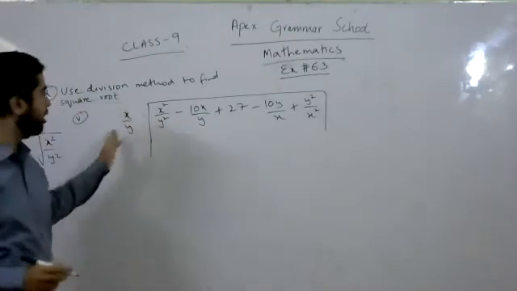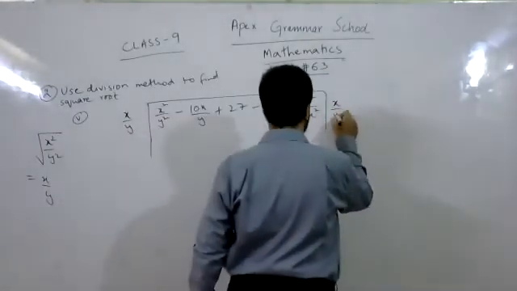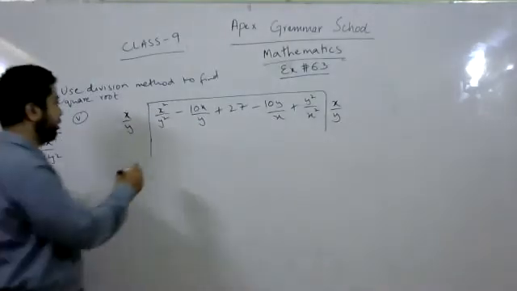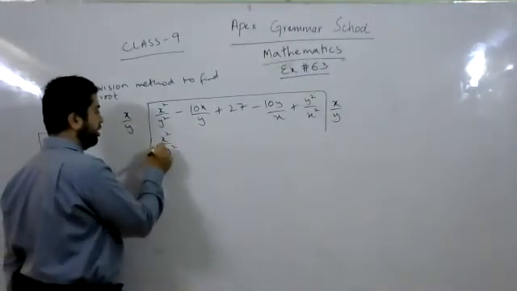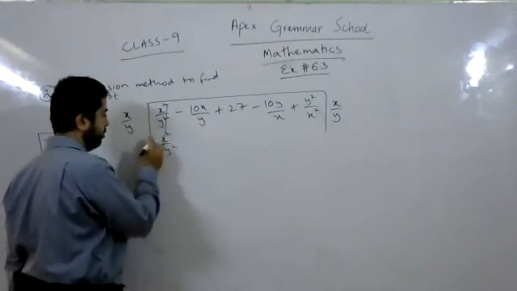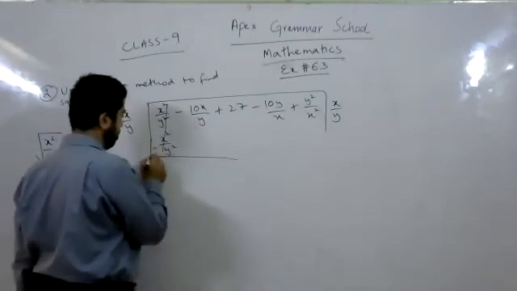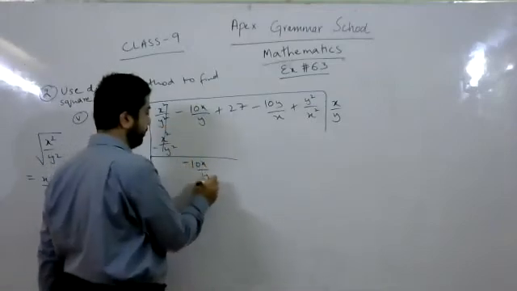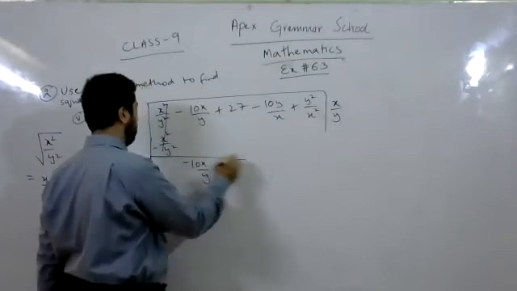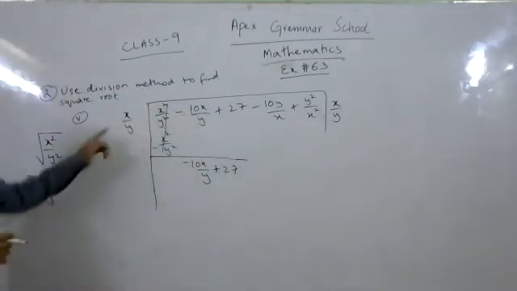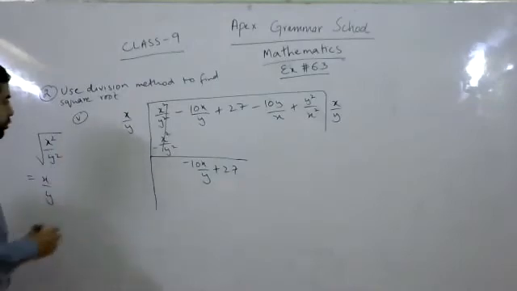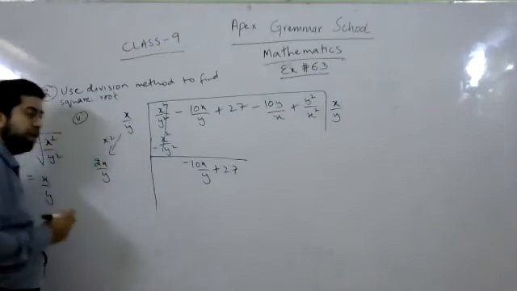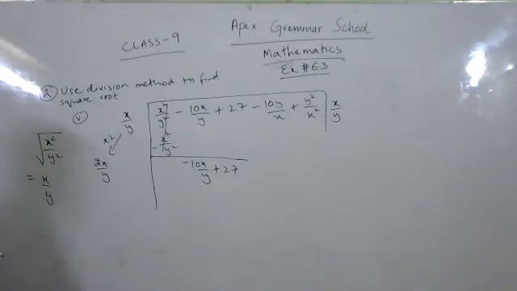X over y here and x over y again here. X over y multiplied by this x over y makes x square over y square. Change the sign and cancel it. After that, minus 10x over y, 10 plus 27. Now double this value by multiplying by 2, which makes 2x over y. This 2 will only multiply the numerator, that makes 2x over y.